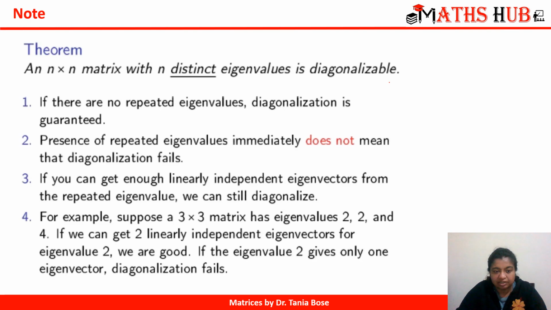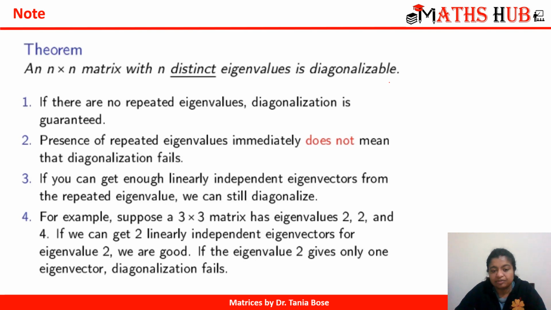Then let's see what the rest of the notes are. Now, if there are no repeated eigenvalues, the diagonalization is guaranteed, right? But that means it is not necessary that the eigenvalues have to be distinct. If there are repeated eigenvalues, then it is not necessarily guaranteed that diagonalization is always possible. It is not always true, but you can say that it is possible, right?